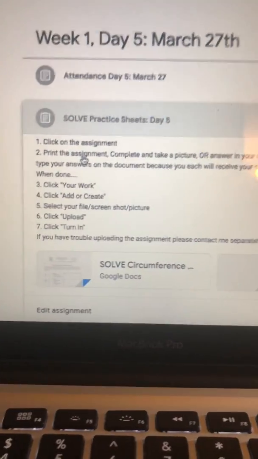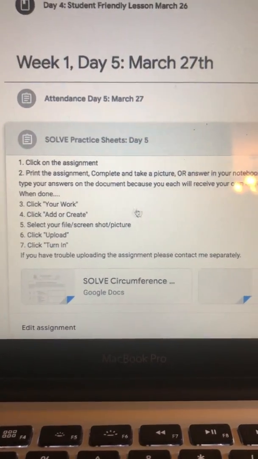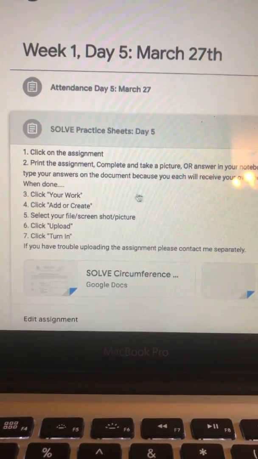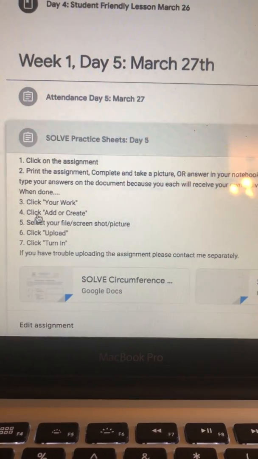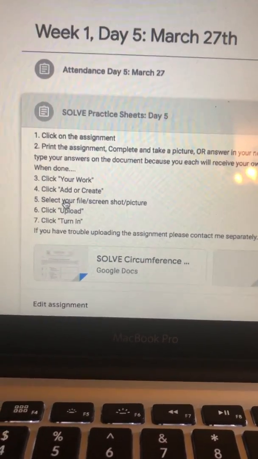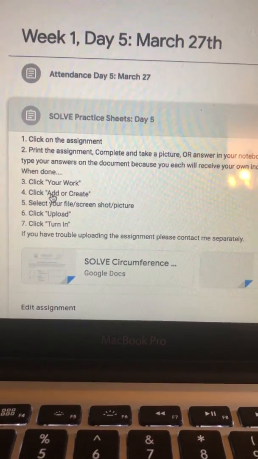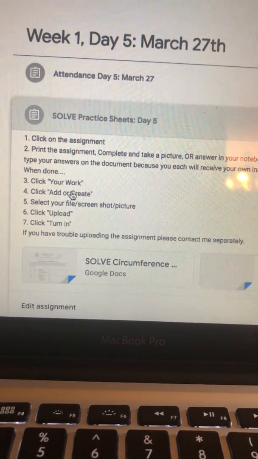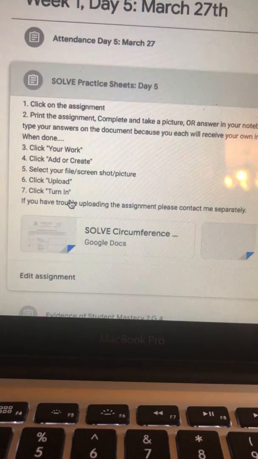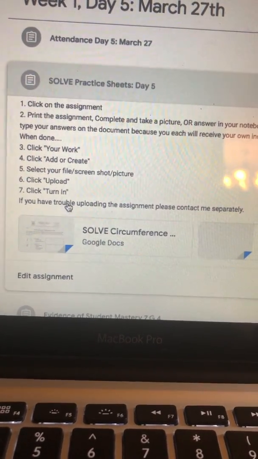When you are done, you're going to click your work. It comes up on yours. It doesn't come up on mine because I'm in the teacher version. But then you click on your work. You're going to click add or create. Okay, you're clicking that because you want to attach the file, the screenshot, the picture, whatever it is that you decided to do this work in. Then you click upload and you click turn in.